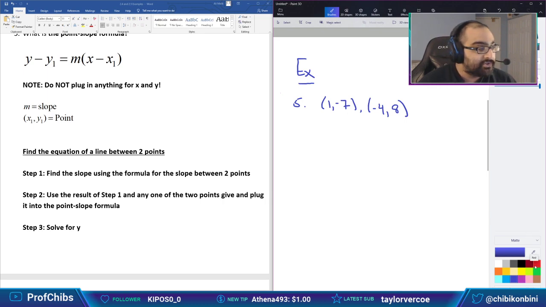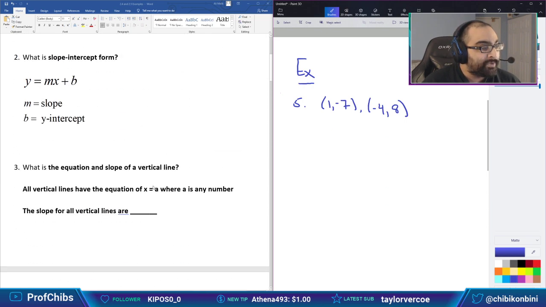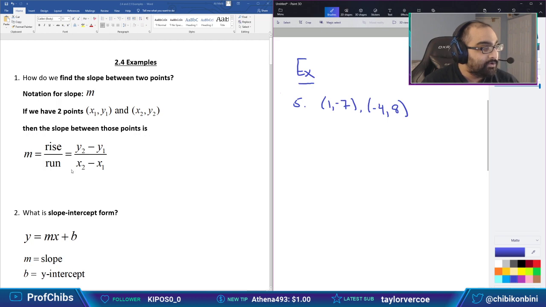All right. So what we're going to do first is take a look at step 1. Step 1 says find the slope using the formula for the slope between 2 points. So using that slope formula, we're going to go back to number 1 and use this rise over run. Now to reduce the amount of confusion, you're probably saying, well, that's going to be y2 minus y1 over x2 minus x1. I said, okay, that's fair.